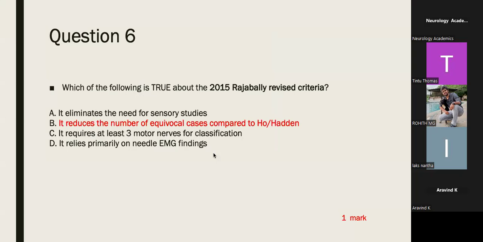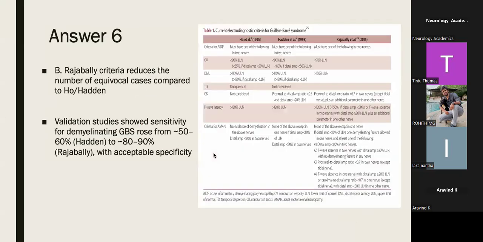Next question was, what was the true statement with respect to the 2015 Rajabally revised criteria? And why did he actually frame a criteria when there was already Ho and Hadden? That was the meaning of this question. The answer was to reduce the number of equivocal cases compared to the Ho or Hadden criteria.